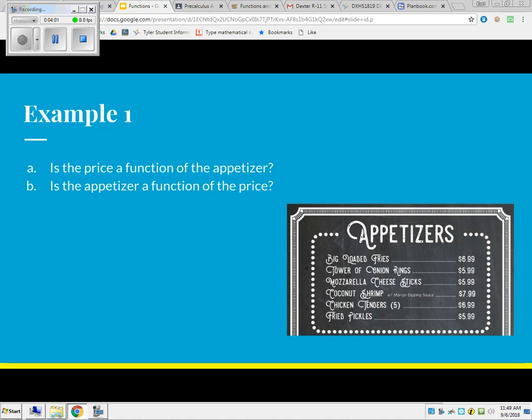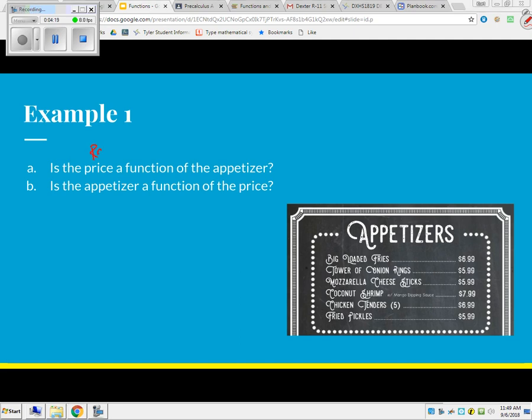They're appetizers currently. I don't know if these prices are still good now or whenever you're watching this video, but this is what they were this summer, whenever I was making my notes. Now the wording on this, don't get caught up on the wording. It's asking, is the price a function of the appetizer?